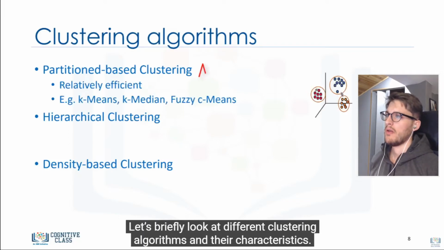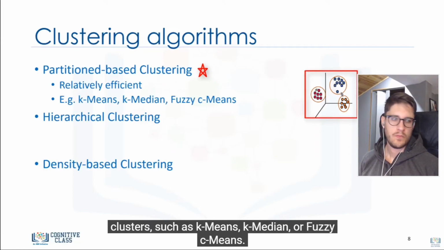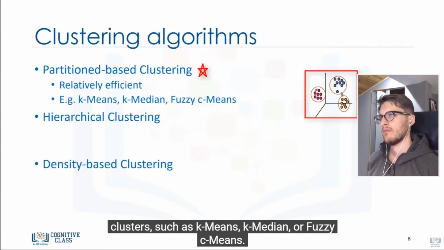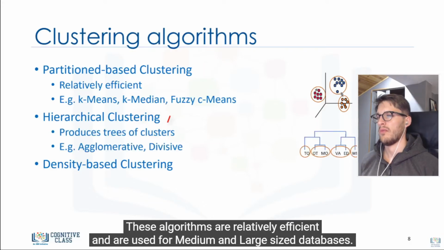Partition-based clustering is a group of clustering algorithms that produces sphere-like clusters, such as k-means, k-median, or fuzzy c-means. These algorithms are relatively efficient and are used for medium and large-size databases.